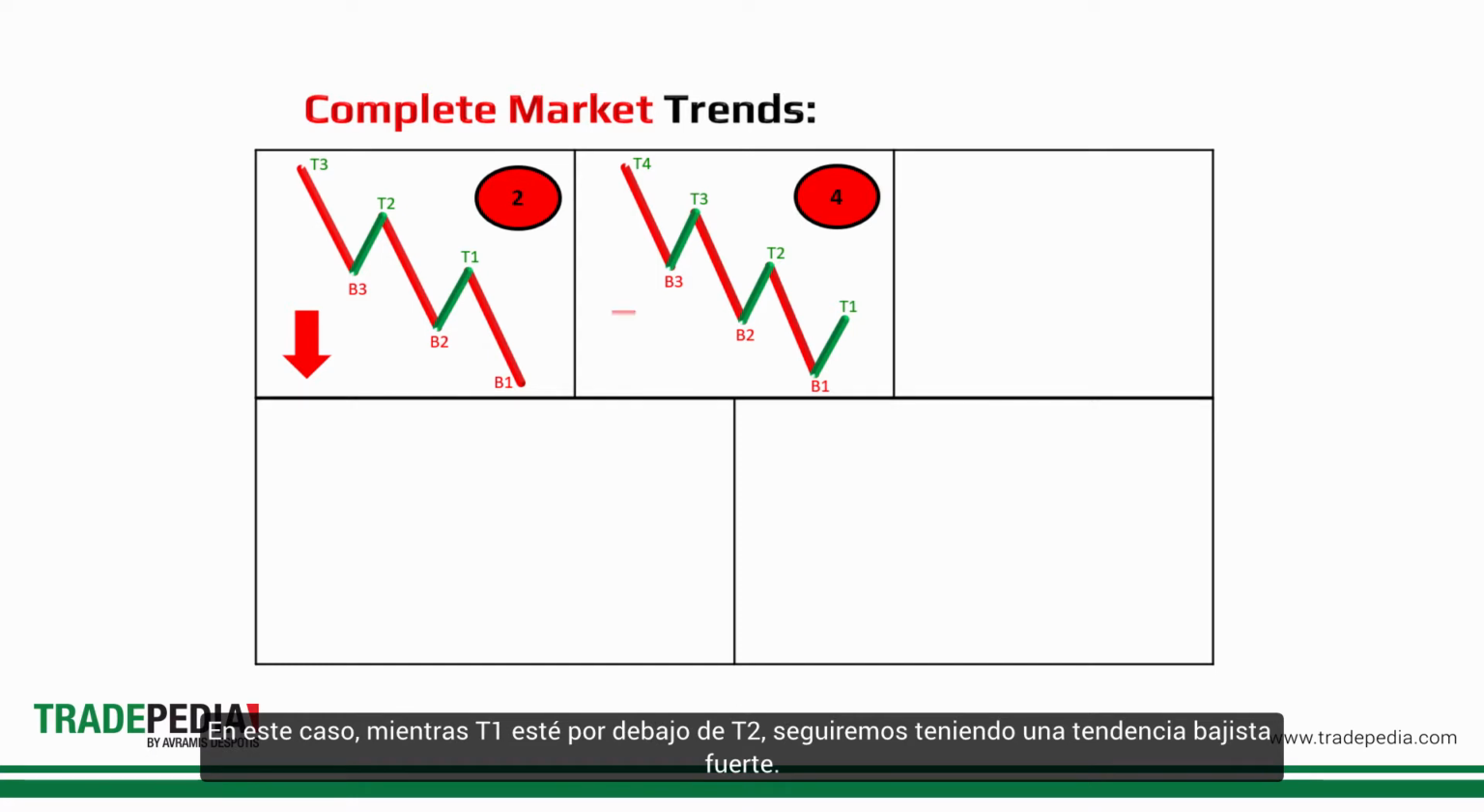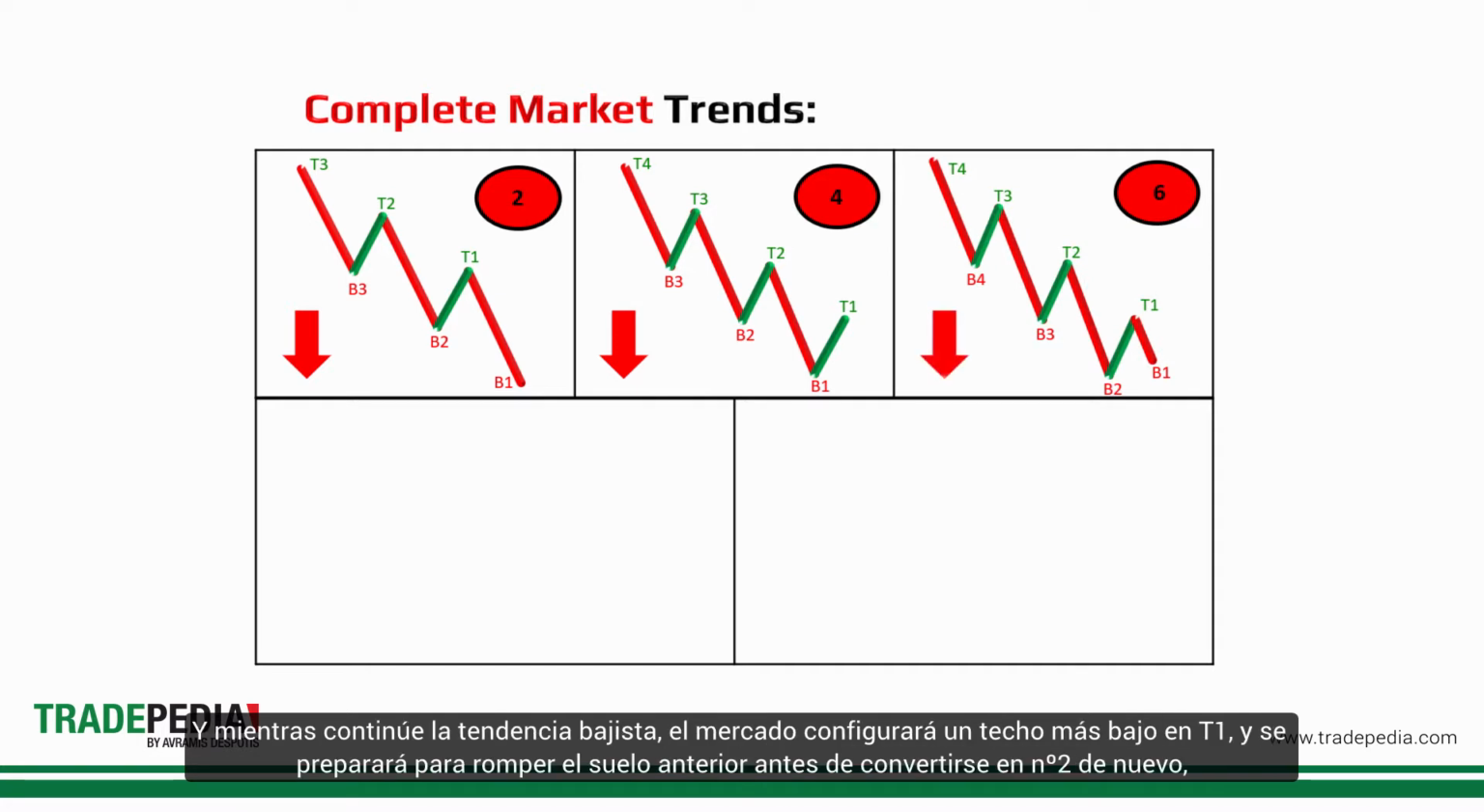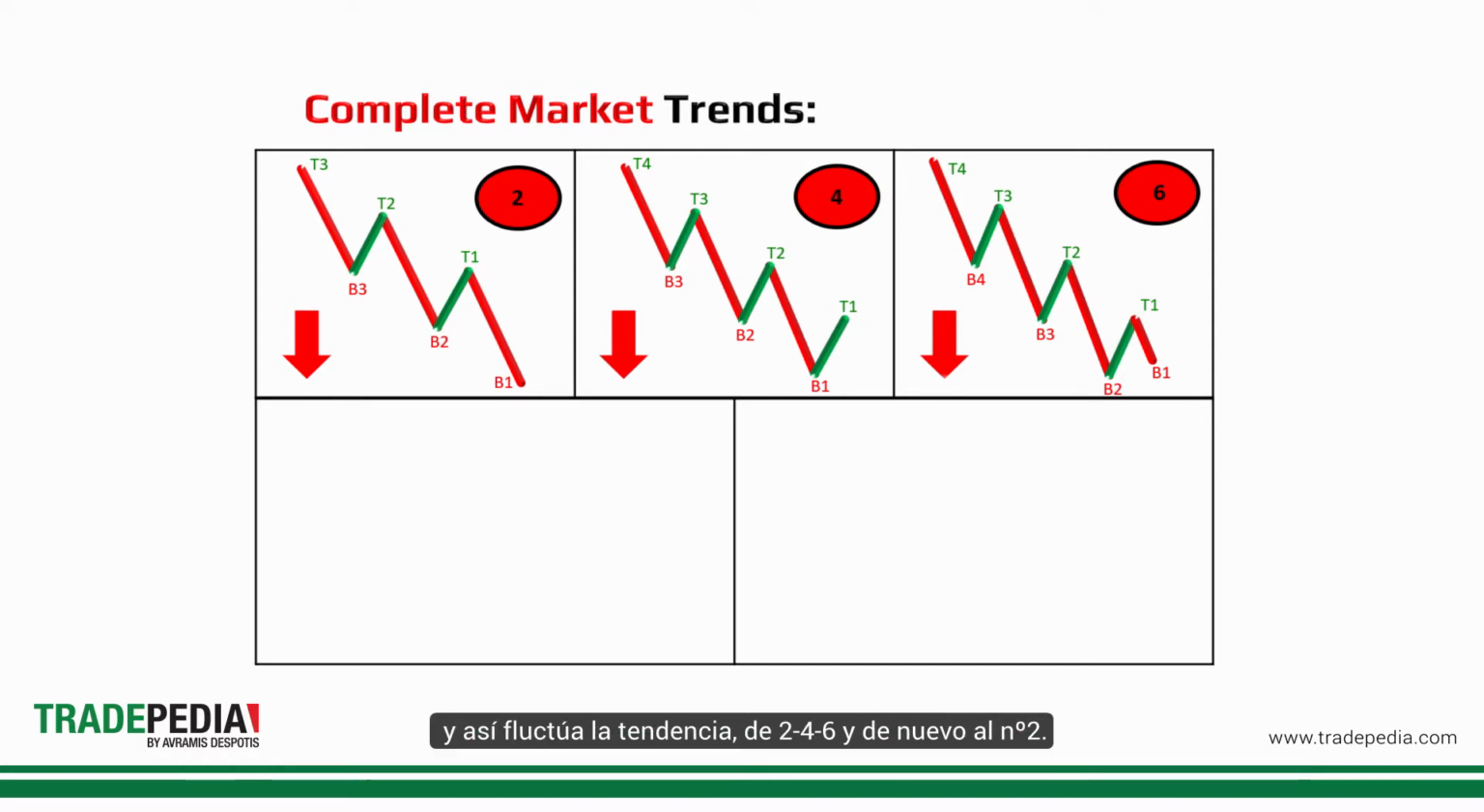In this case, as long as T1 remains below T2, we continue to have a strong downtrend. And as long as the downtrend continues, the market will confirm a lower top at T1 and prepare to break the previous low before becoming a number 2 again. And this is how the trend flows from 2, 4, 6, and then back to 2.